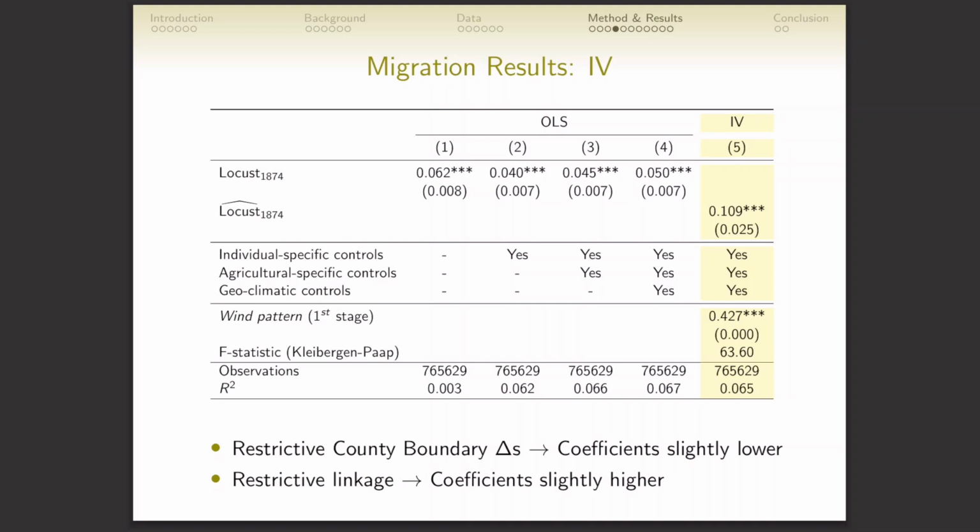I mean, there are lots of robustness checks we tried. We did different standard errors, allowing for spatial correlation, which made the standard errors actually smaller, surprisingly. Because remember there were county boundary changes over that period, we did more restrictive county boundary changes. The coefficients became slightly lower. We also restricted the linking; there's always this problem with census linking. How much do you believe it? Anyway, it doesn't change too much, which is surprising.